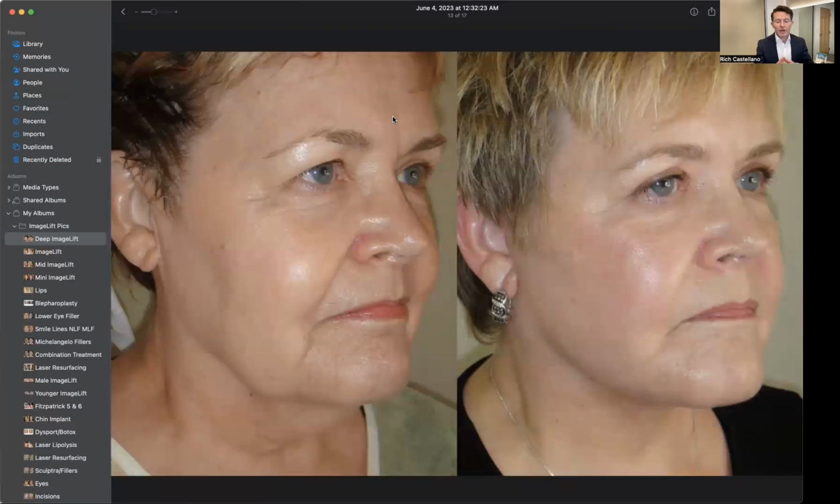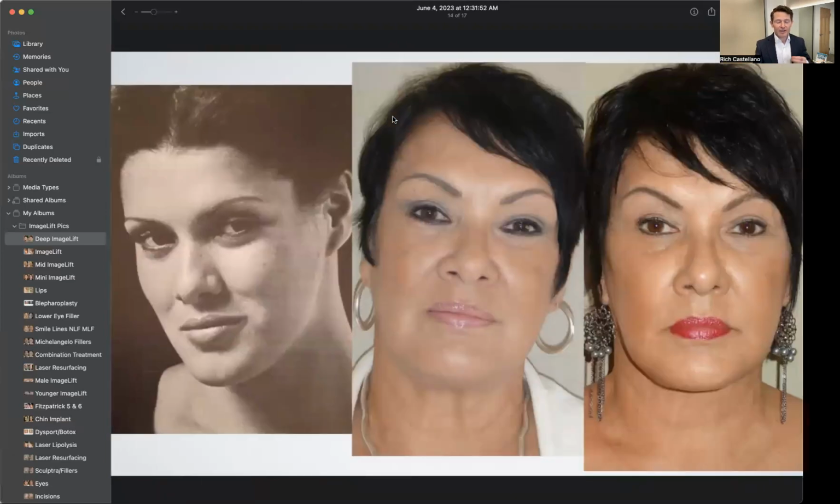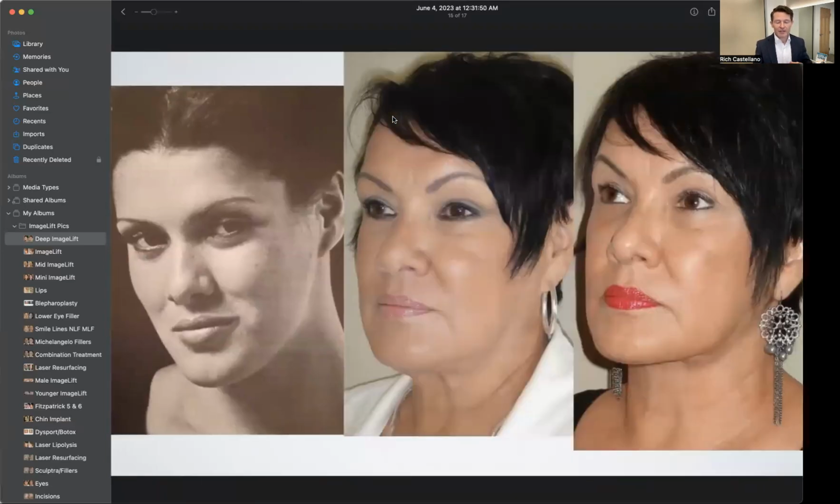This patient visited from out of state, came back the next year, told me their family members and friends said they didn't notice anything. And this is such a big difference. When it looks natural, it looks good. The best lift looks like you never had a facelift. Lucy's a former model, and you can see what a nice difference it did here. Now let's look at the ImageLift.